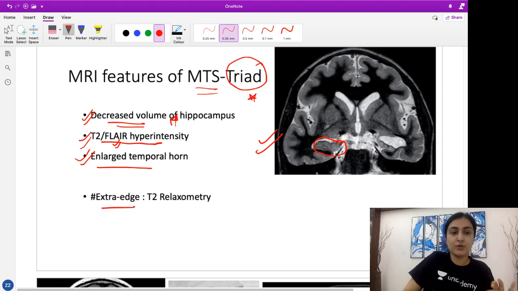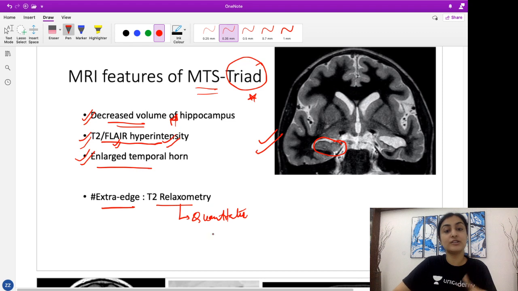Now, just to give you one extra edge pointer. So remember, there is a modality, there is an advance in MRI which is called T2 relaxometry. So this is nothing but a quantitative measure. Alright, so if I want to quantitatively measure how much is the hyperintensity or the T2 relaxation, I can do that with the help of T2 relaxometry, and this becomes more sensitive. Alright, so I don't have to wait for this atrophy to occur.